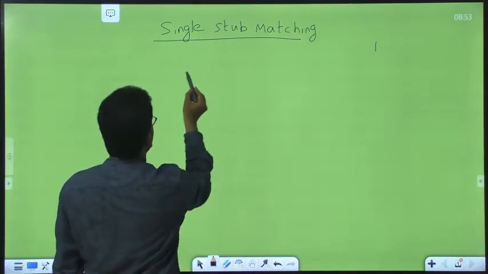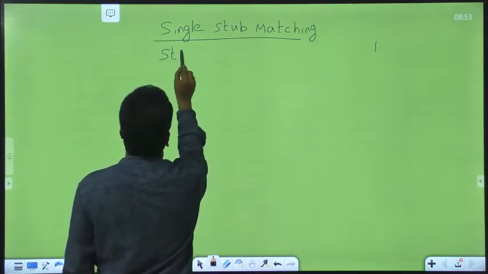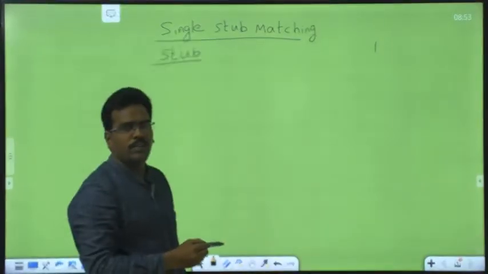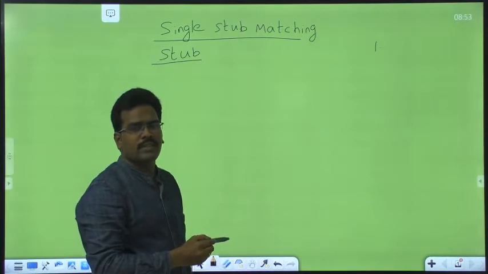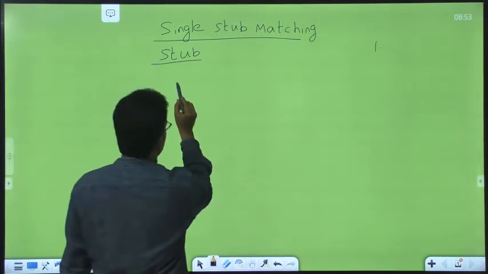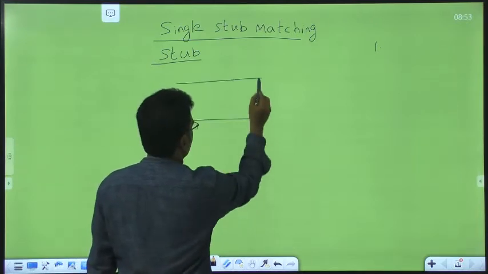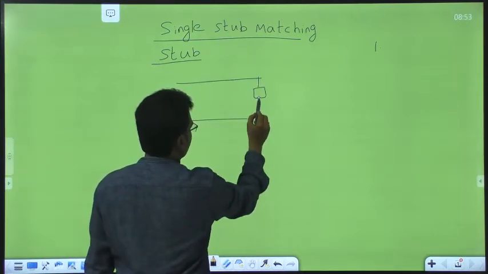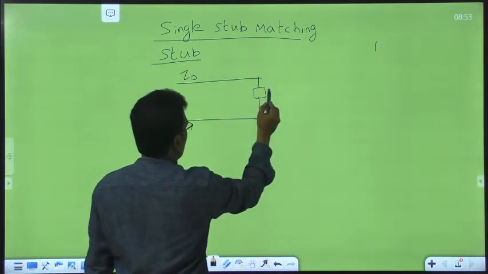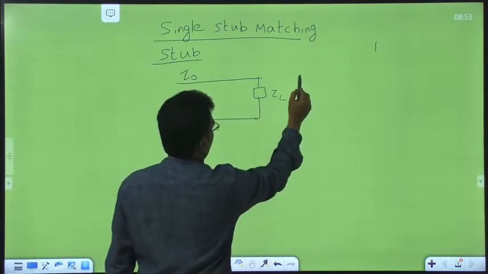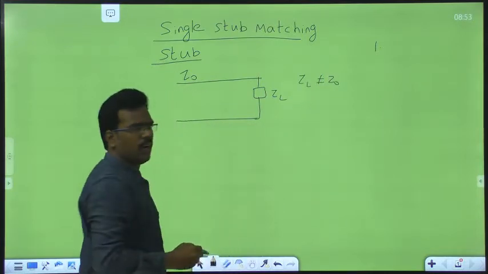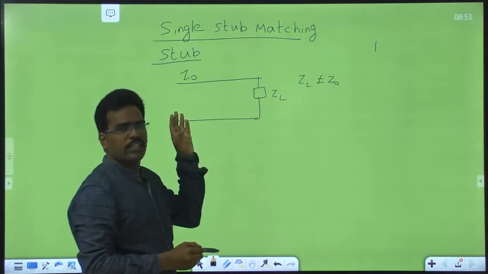Before starting this, first of all, what is a stub? A stub is a small portion of transmission line whose characteristic impedance is the same as that of the main transmission line. Take an example. This is the main transmission line. This is Z0 and this is some ZL, where ZL is not equal to Z0. Here the load impedance is not equal to the characteristic impedance.